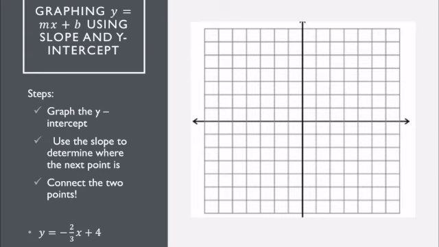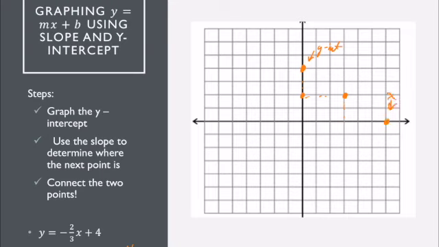Okay, let's do this again, but now I have y equals negative 2/3 x plus 4. So my slope is negative 2/3, and my y-intercept is 4. So here I'm graphing my y-intercept. And I've got negative slope. Remember, this is going to look like it's going downhill. So because I have negative slope, I go down 2 and then over 3. So it's down 2 over 3.